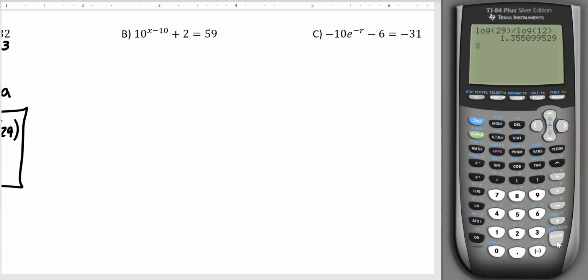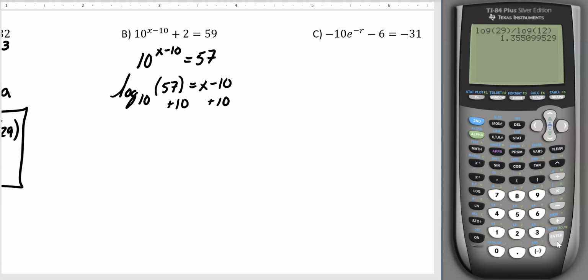So this time we need to subtract 2 from both sides. I'd say 10 to the x minus 10 equals 57. I can rewrite this as a logarithm, so I'll say log base 10 of 57 equals x minus 10. And then I need to add 10 to both sides to get x all by itself. When I do that, x equals log base 10 of 57 plus 10. So that'll be what I put in my calculator here.